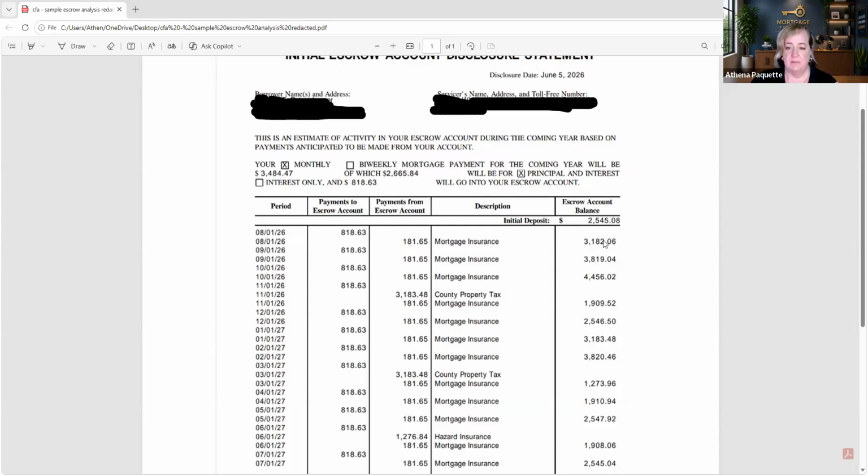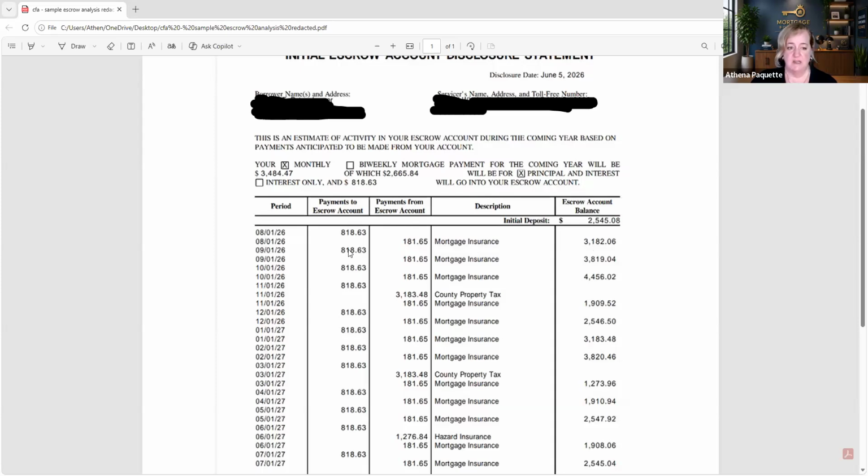And you can see the balance here, escrow balance, is growing every month till there's a disbursement of the property tax bill, which is due November 1st. So you can see how $818 is going in, and that same month, 8/1, the PMI is disbursed. So money came in, money was paid out just for the mortgage insurance, and here's the new balance. So it's an accounting of where your money goes.